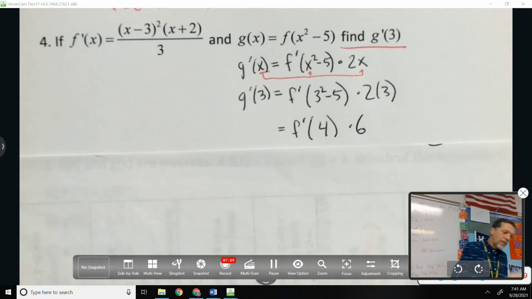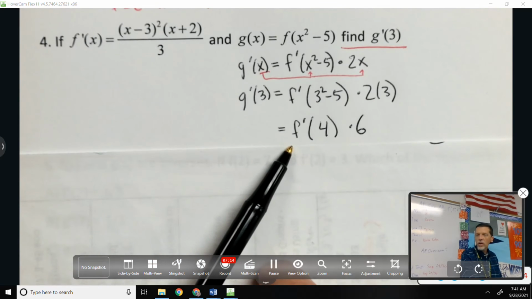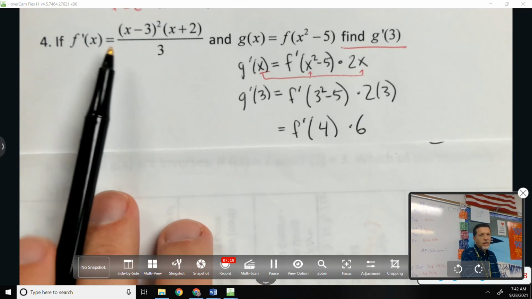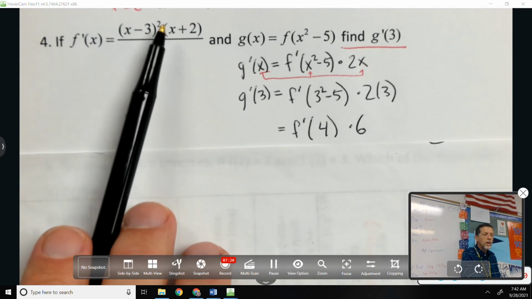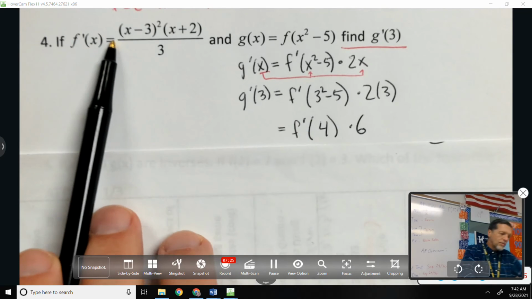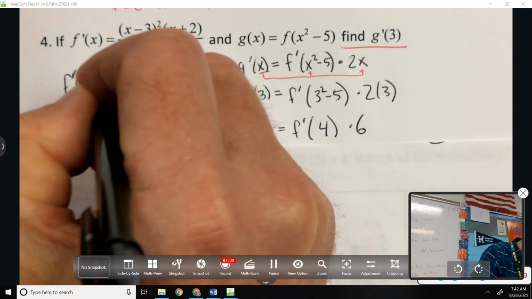Now I understand why they gave me this weird expression for f prime, because now I need f prime. So I'll go use f prime. I have no idea what f is. It's probably something awful if this is f prime. But who cares? I just need f prime and plug in 4. So f prime of 4.